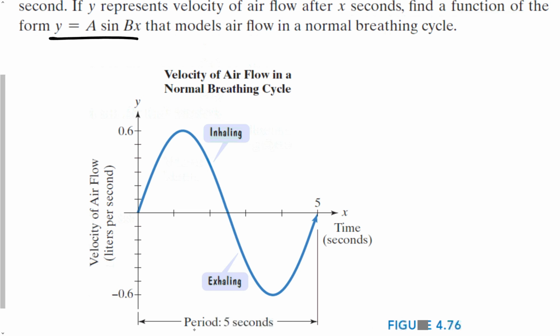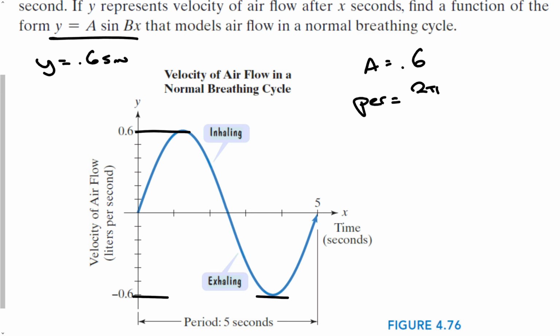Well, I know the important points. I know that A, the amplitude, there's no shift left or right. Amplitude is the distance from the middle to the top. Amplitude is going to be 0.6. So my formula is going to be y is equal to 0.6 sine, I need B. Well, remember that period is equal to 2 pi over B. The period here is 5 seconds.